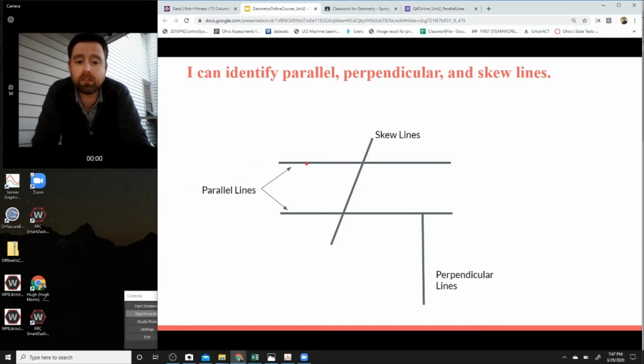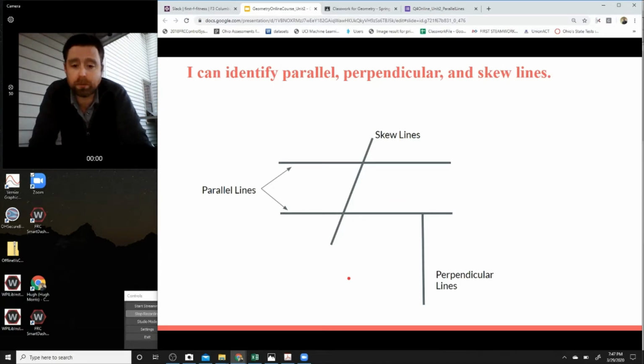Parallel lines: two lines that don't touch each other. Perpendicular line: a line that goes at 90 degrees. So if I were to measure this angle, it would be at 90 degrees. It's also called a right angle from another line. And a skew line is a line that does not go at 90 degrees. It just kind of crosses the two. Okay, an intersecting line. That's the jargon.